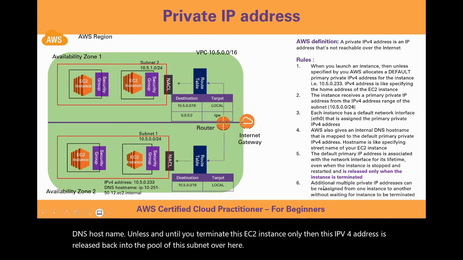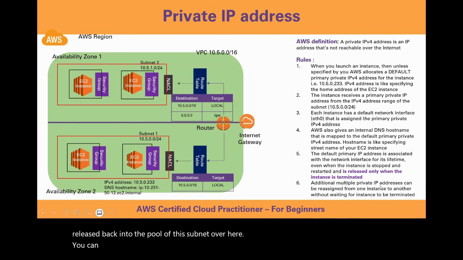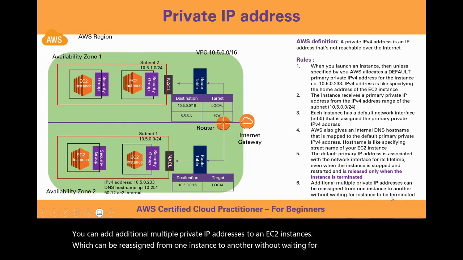You can add multiple additional private IP addresses to an EC2 instance, which can be reassigned from one instance to another without waiting for the instance to be terminated.